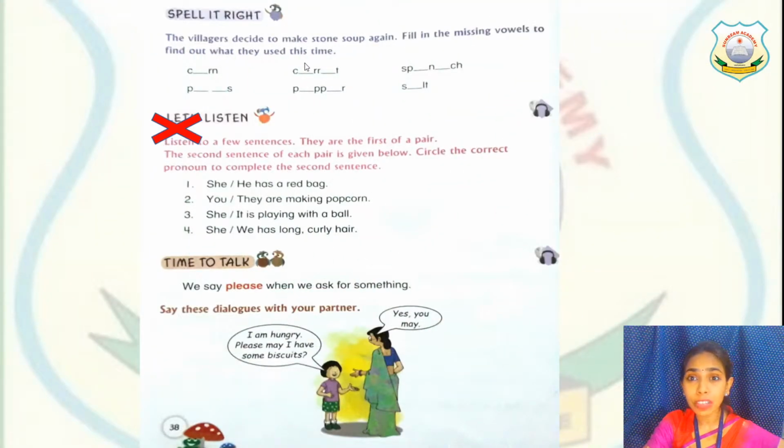So here the villagers are again going to make a soup and they are going to add some more vegetables. Can you just tell me the spelling of these vegetables? So the first one is C-O-R-N, corn. P-E-A-S, peas. C-A-R-R-O-T, carrot. P-E-P-P-E-R, pepper. And S-P-I-N-A-C-H, spinach. S-A-L-T, salt. Right?